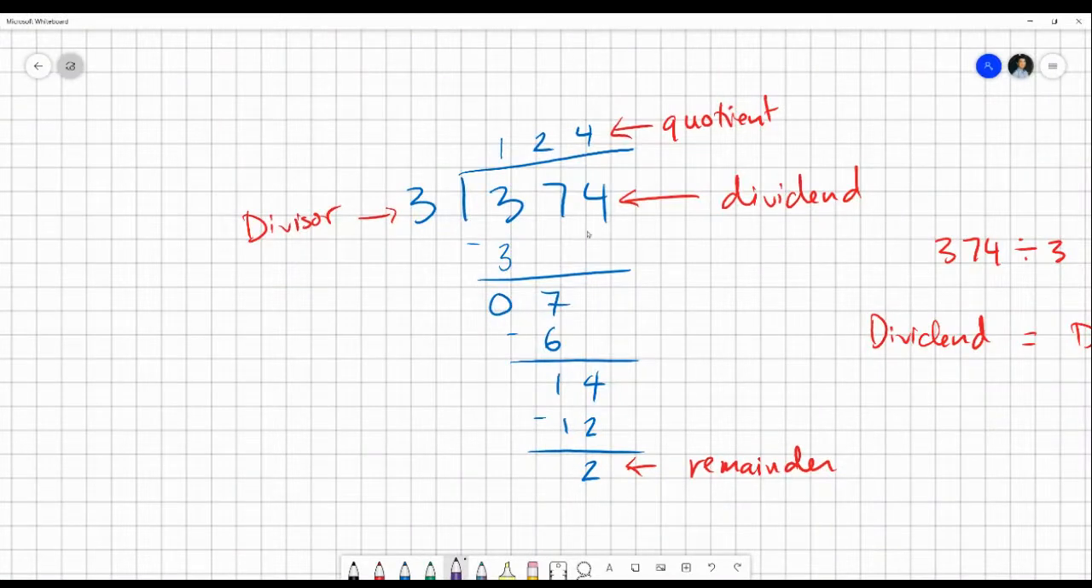So each one of these numbers has a name. So this one is called the dividend. This is called the quotient. This is our divisor, and this is our remainder.